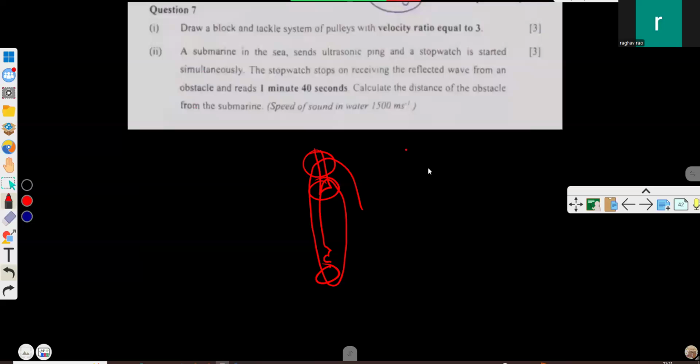So echo, it's an echo. V is equal to 2D by T. So 2 into the distance traveled divided by time is 60 minutes plus 40 seconds, that is 100. And velocity of sound in water is 1500. So 2 into 1500 into 50, D is equal to 75,000 meters or 75 kilometers.